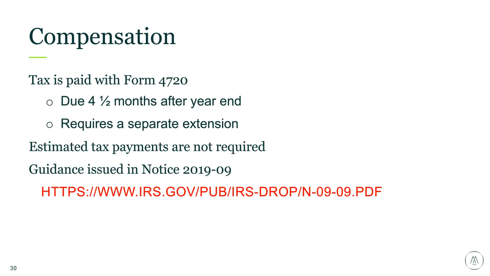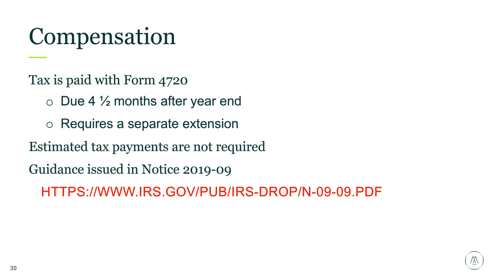It's going to be paid on Form 4720. That's due at the same time as your 990 is, 4.5 months after year end. It does require a separate extension. So if you think that you might be subject to this tax, you want to be thinking about it sooner rather than later to make sure you file an appropriate extension. Estimated tax payments are not required, so you don't have to worry about trying to make estimated tax payments, but you will need to pay the tax with that extension.